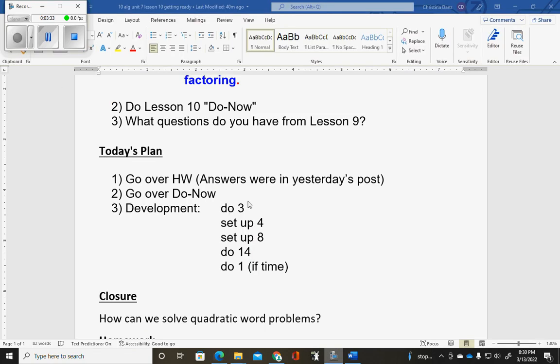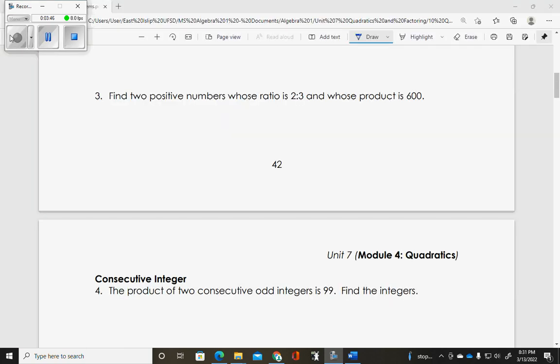So my plan is to do number 3 with you. I'll set up 4 and 8. We'll do 14, and we'll do number 1. We're going to do it in that order. So number 3 first. We've done so many word problems during the year that it should be fairly easy for you to now set up an equation. It's just that since we're in our quadratic unit, these word problems will make quadratic equations instead of linear equations.